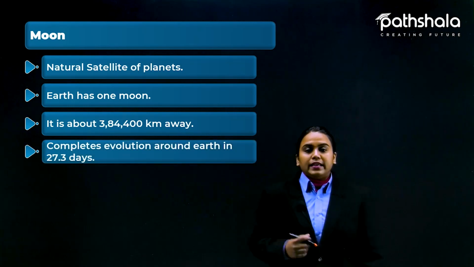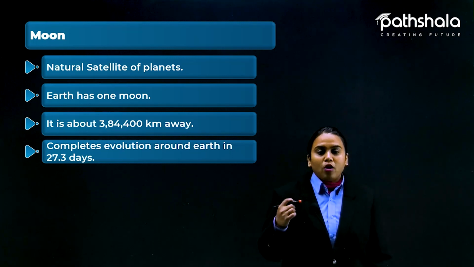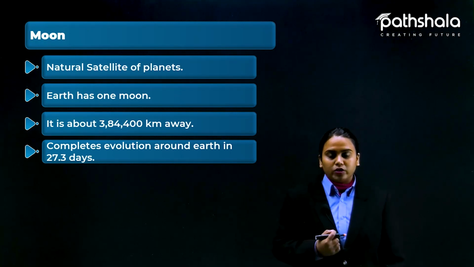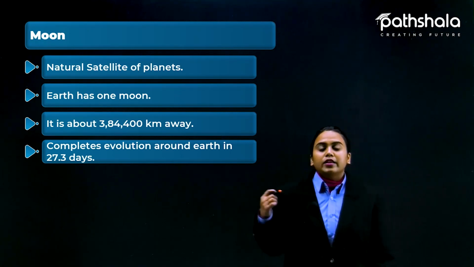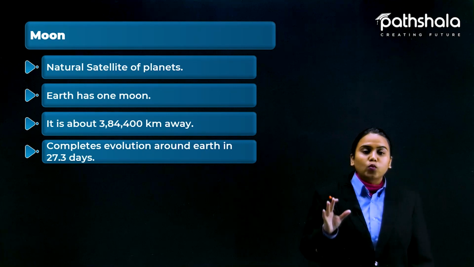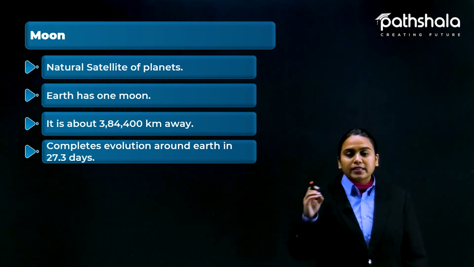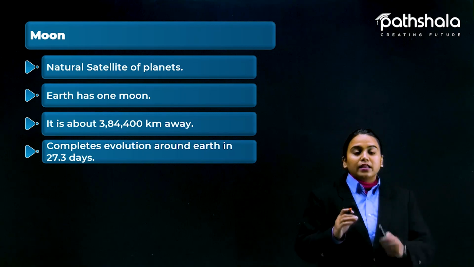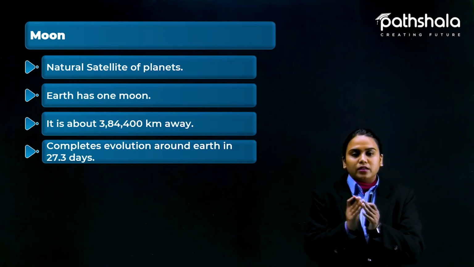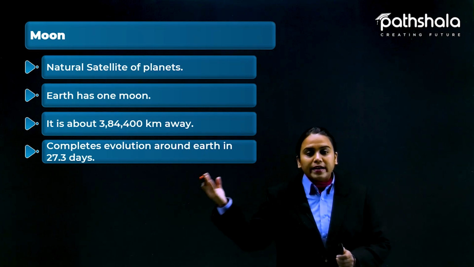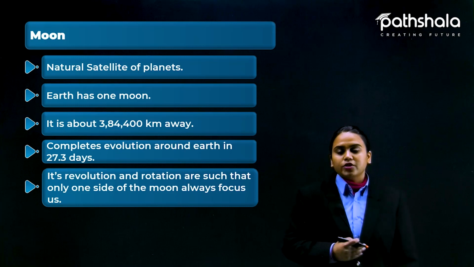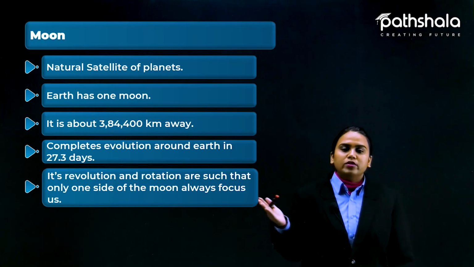Now, what is the time the moon takes to complete one revolution around the Earth? This is actually 27.3 days. That is 27 complete days with 1/3 day. We do not consider it as a full 30 days. One revolution of the moon around the Earth takes 27.3 days.